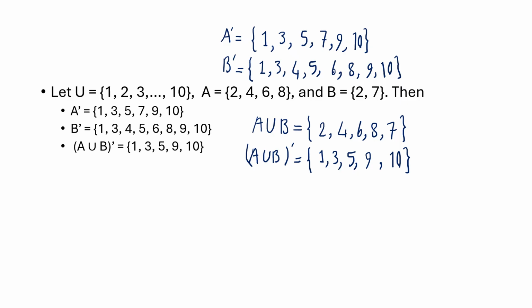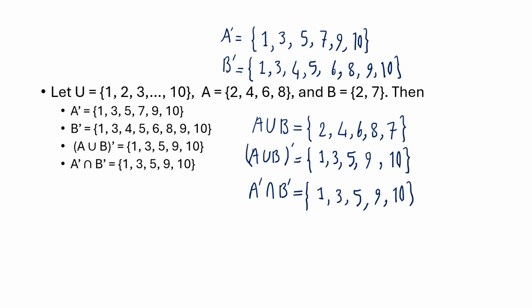Now, on the other hand, if we do A prime intersection B prime, so the intersection of these two, if you check what's common between A prime and B prime, we have 1, 3, 5, 9, and 10. Okay, now you see that these two sets are the same. If we take the union and then take the complement of the union, or take the complement of A and B separately, and instead of union we take the intersection, we always get the same answer at the end.